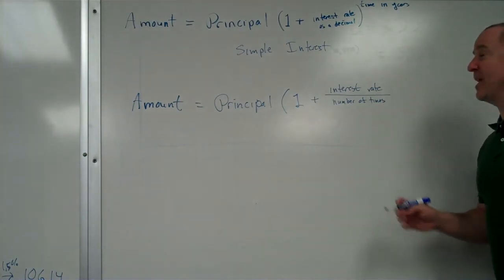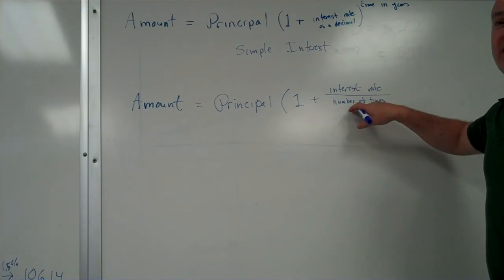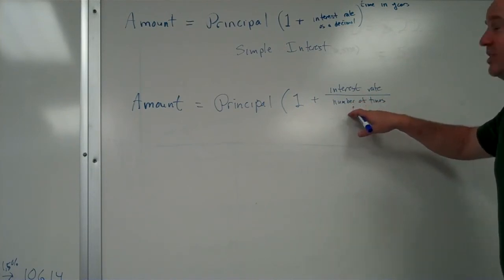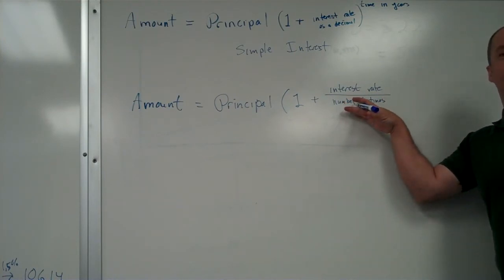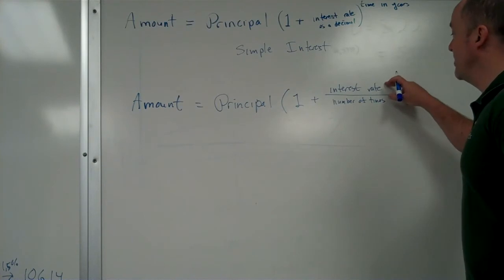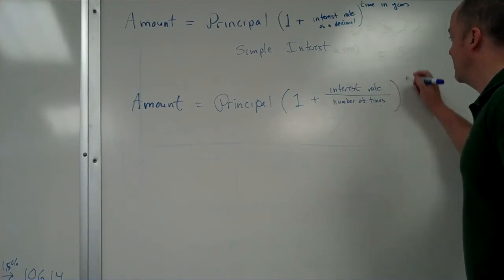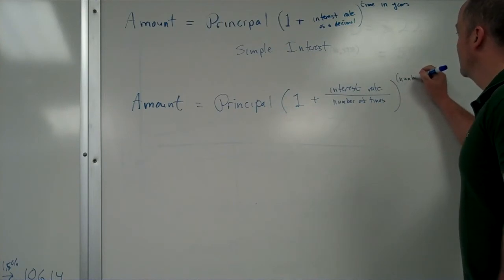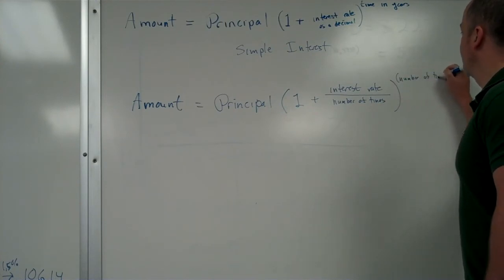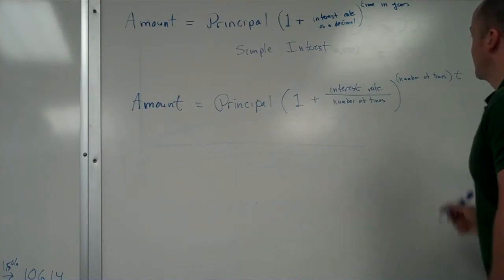Okay? So if it's compounded monthly, this number will be 12. If it's compounded quarterly, this number will be 4. Semi-annually, it'll be 2. If it's compounded daily, this number will be 365. Because you divide the interest rate by the number of times you're compounding it, but you raise it to the power of the number of times you're compounding it times the time.